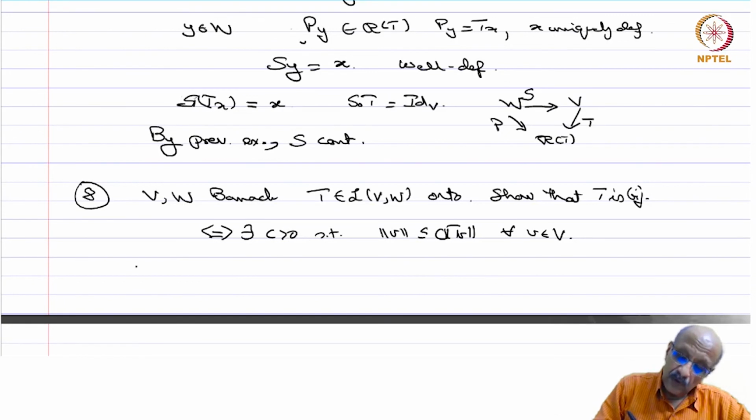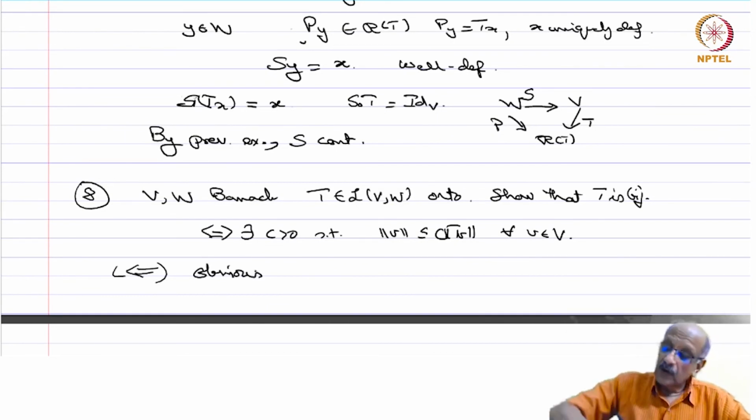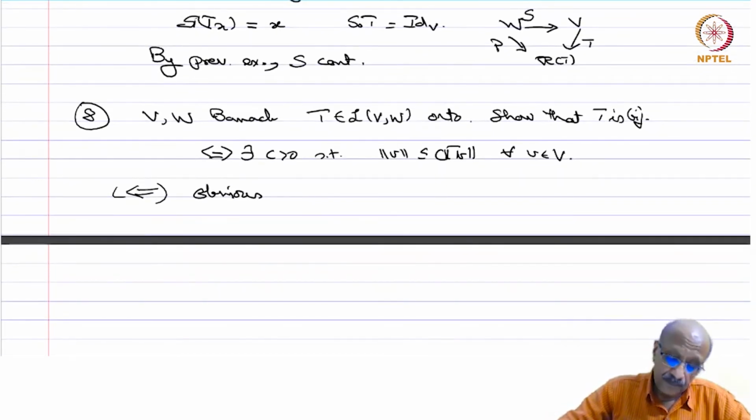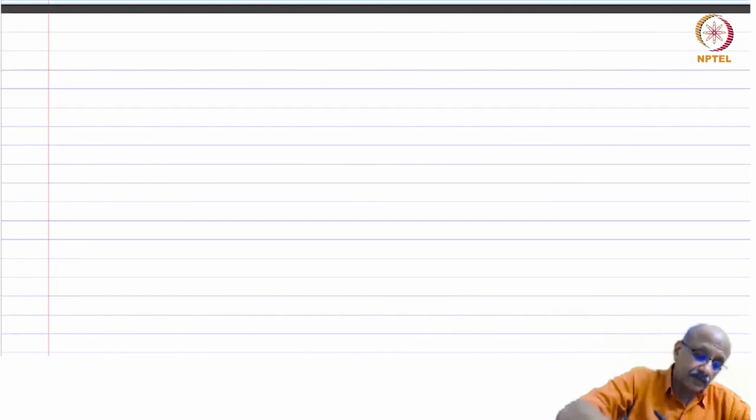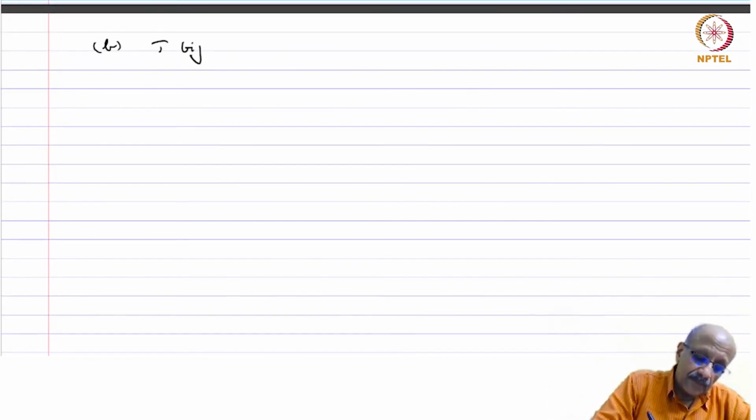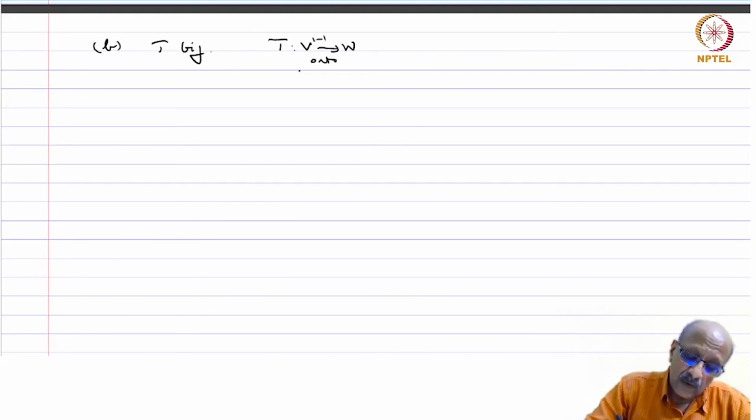So one way is obvious, because if you have such an inequality then automatically T is injective, and T is already surjective, and therefore it is a bijection. Okay, so conversely, if T is a bijection, then you have T from V to W, one-to-one, onto and linear, and continuous. So this implies by the open mapping theorem that it is an isomorphism.